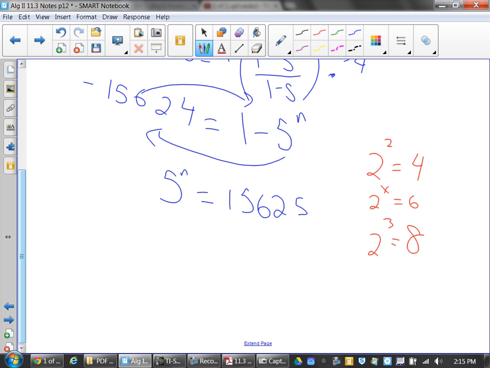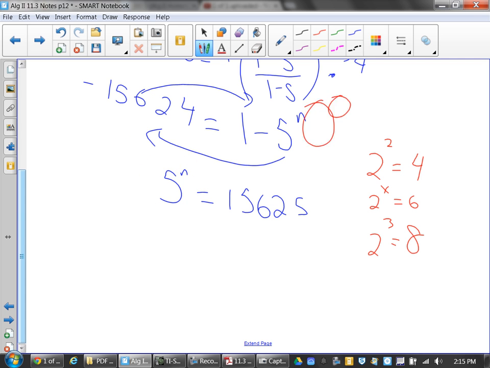Does anybody know what a base is? It's that giant number. Which giant number? 5. Good. This is a base, and this is the exponent. You agree?